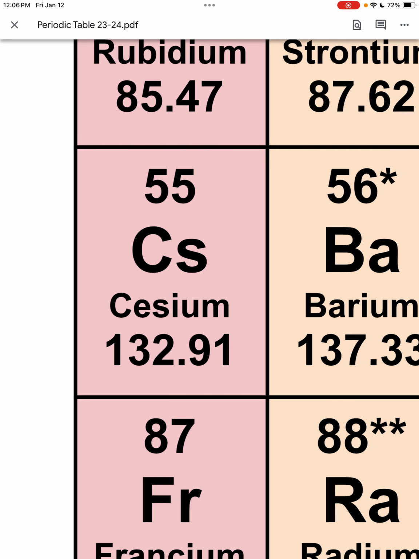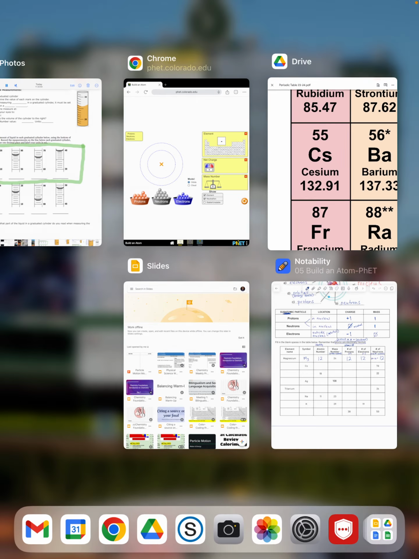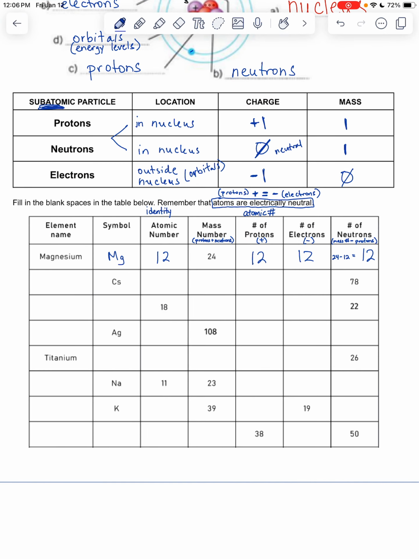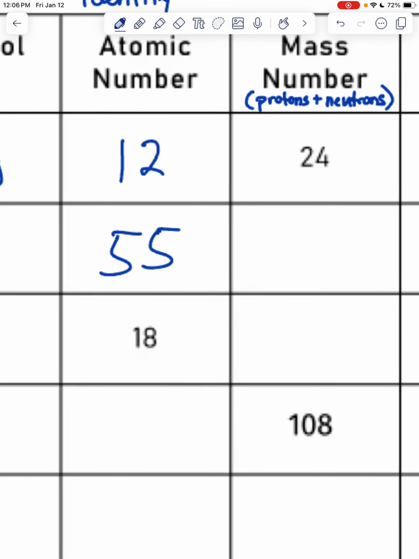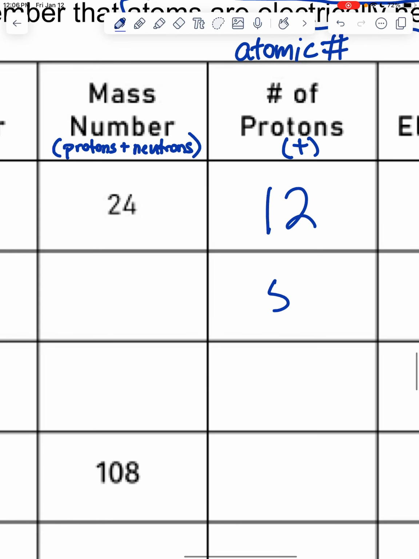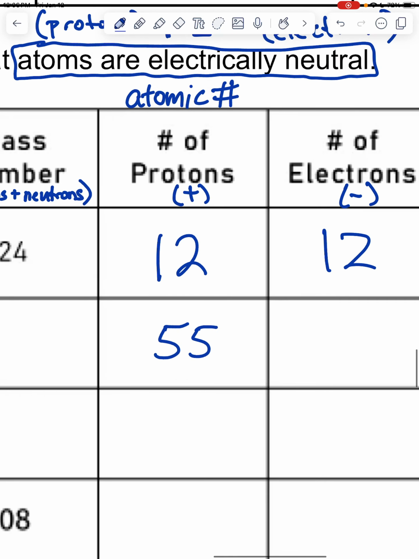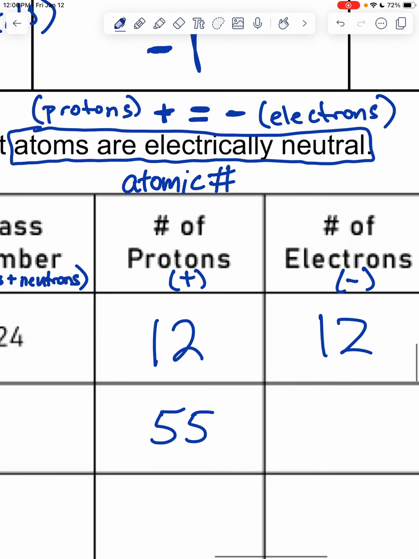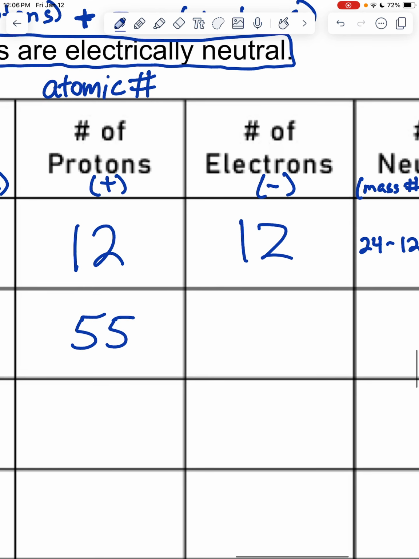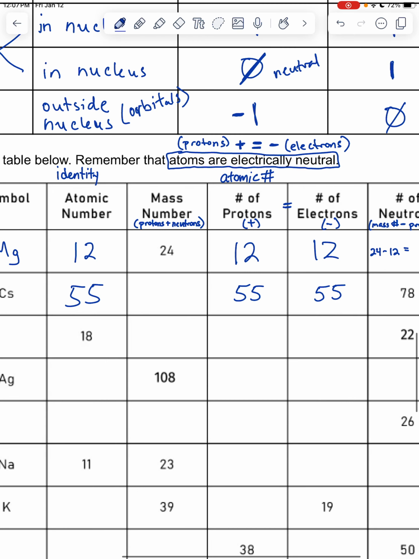Now, cesium has an atomic number of 55. So I'm going to write that in. Atomic number 55. The element name was cesium. And now I have to fill in the rest. Well, the cool part about it is, remember, the atomic number is always equal to the number of protons. So that's 55 as well. And then I know, because atoms are neutral, the number of positives, which are protons, is equal to the number of electrons, which is also 55, right? These should be equal to each other. So 3 out of all of these boxes should always be the same for atoms.